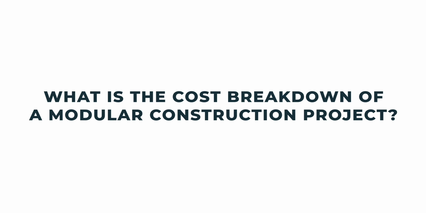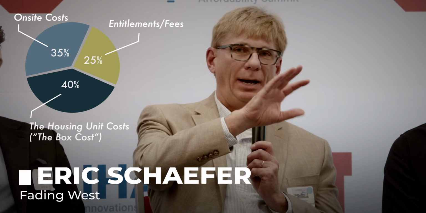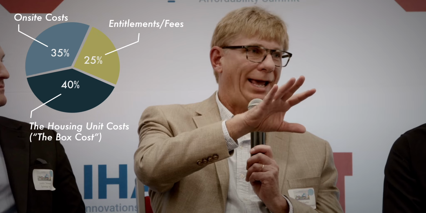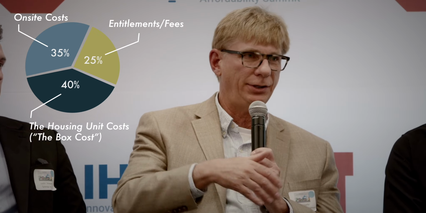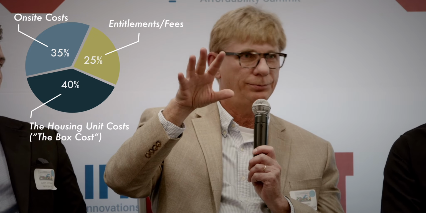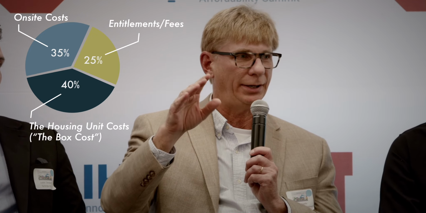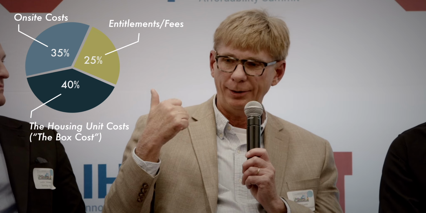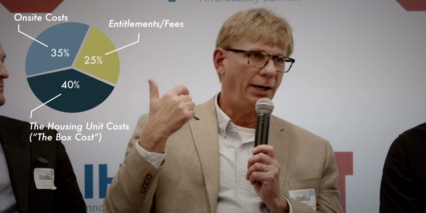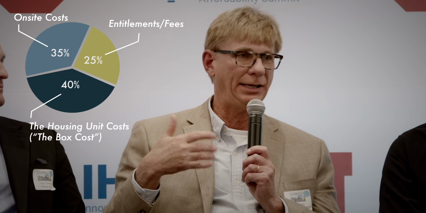What is the cost breakdown of a modular construction project? To do an affordable housing project, 40% of the cost of the project is what the box costs. About 35% is what happens on site, so that's your GC who's doing the foundations and podiums, whatever it is, and then roughly 25% comes from entitlements, tap fees, all those things that are imposed upon each group.